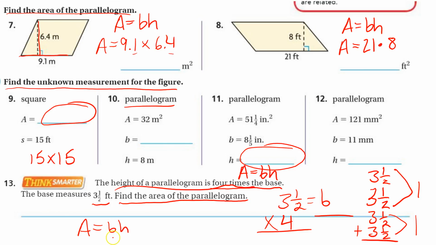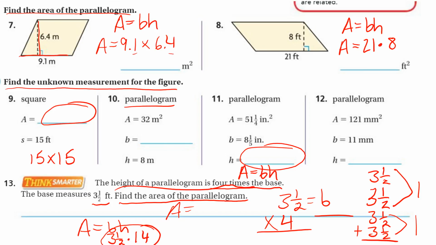That's what we were finding. Our base is 3.5 and our height, which we figured out, is 14. Now you just multiply these two, and that will give you your area. I'll let you finish that off on your own. But again, if you need additional help, raise your hand.